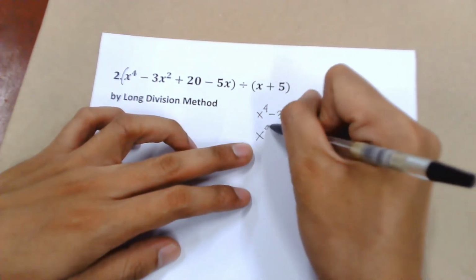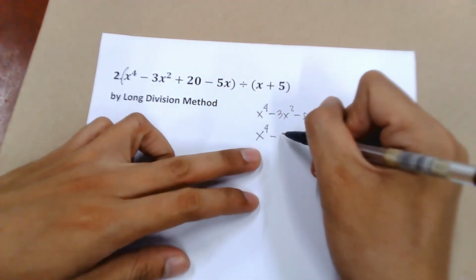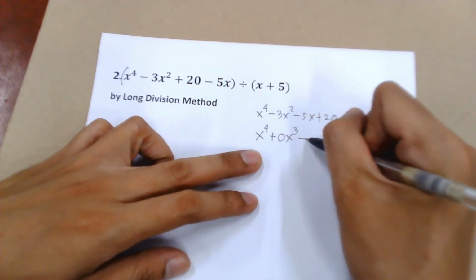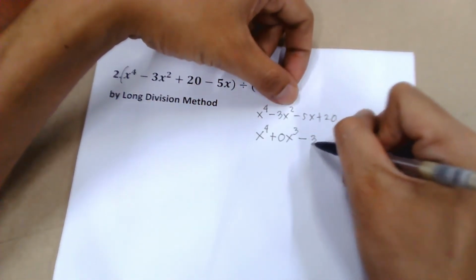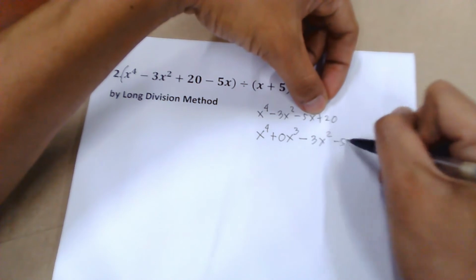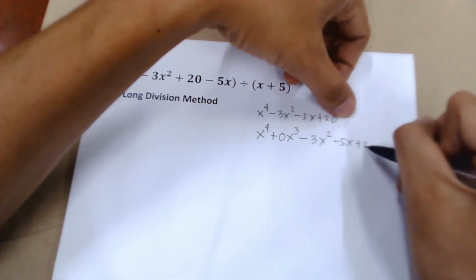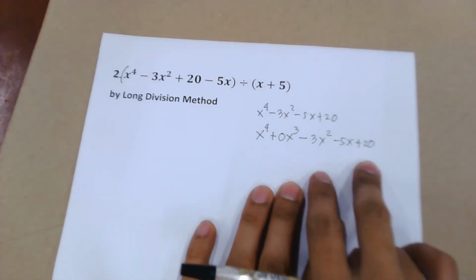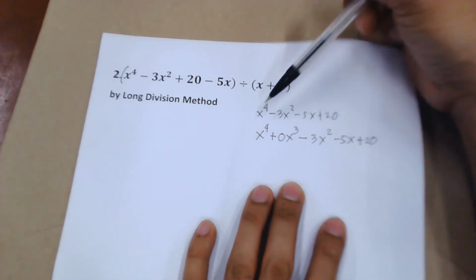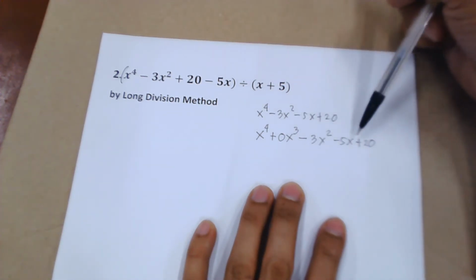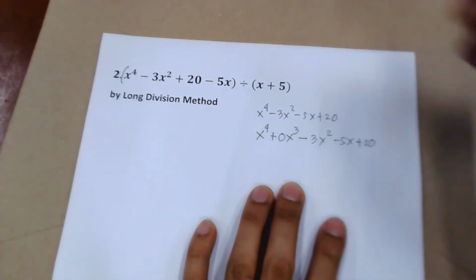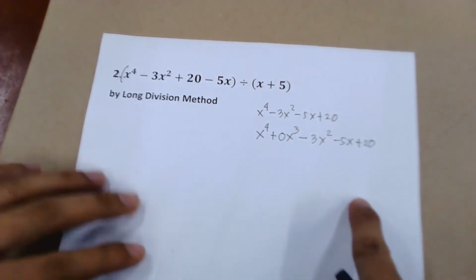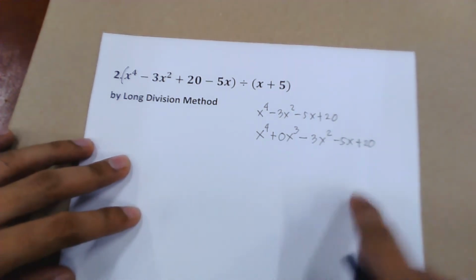So, x to the power 4 plus 0x cubed minus 3x squared minus 5x plus 20. So, it is already in descending order of powers with the missing term, the cube. So 4, 3, 2, 1, 0. Now how about the divisor? It's x plus 5. So we can now divide the polynomial using the long division method.